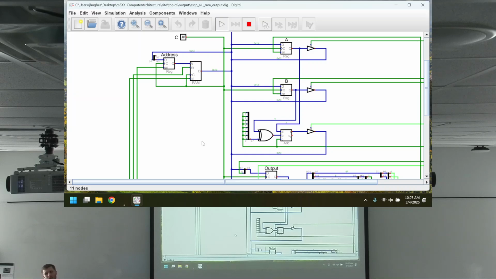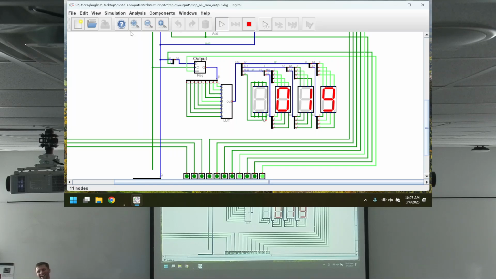So what is 15 plus 4? 19. Come on. Hey, look at that. Look at that. We just programmed in the most painful way possible, adding 15. And oh, let's go crazy. Fortunately, this is pretty easy, actually.